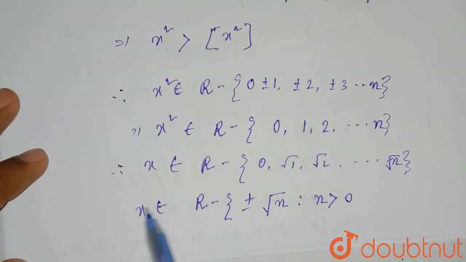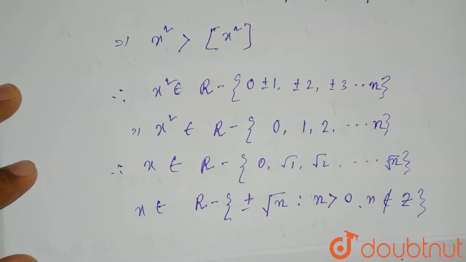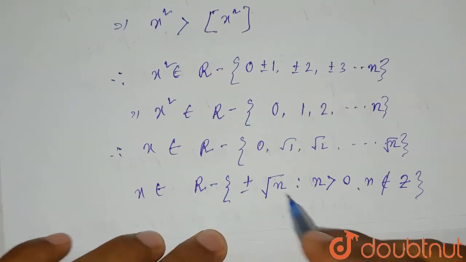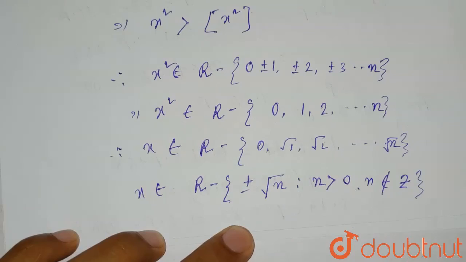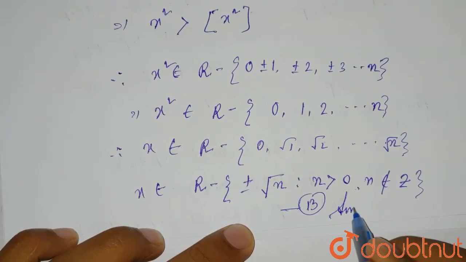If n is 0, then this and this will be equal, so the denominator will also become 0. And n will not belong to Z, as we have seen, because here we are subtracting the integers. So this will be the favorable region: R minus plus-minus root n such that n is greater than 0 and n does not belong to Z. So this is our solution, and this is option B, the correct answer for this question.